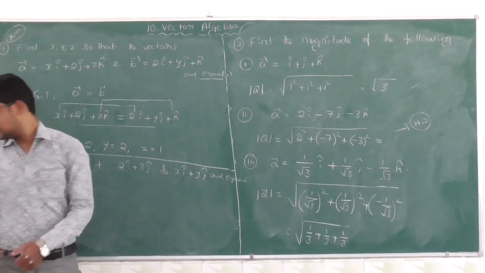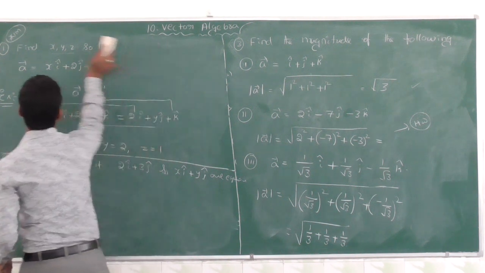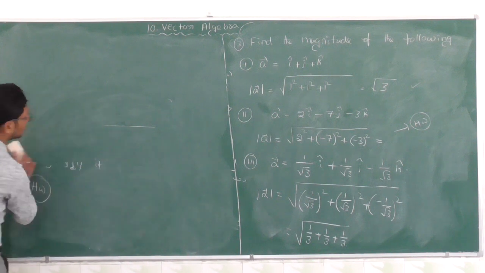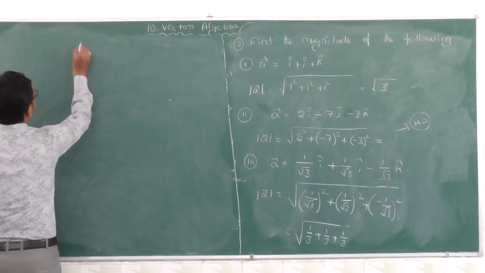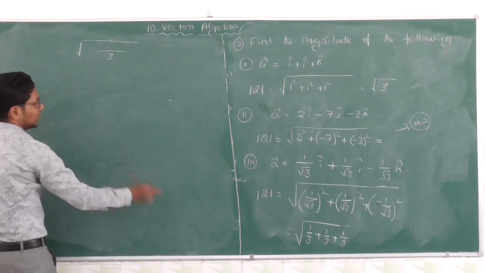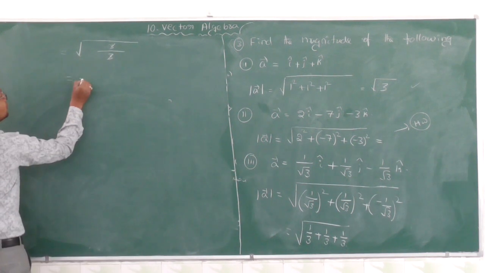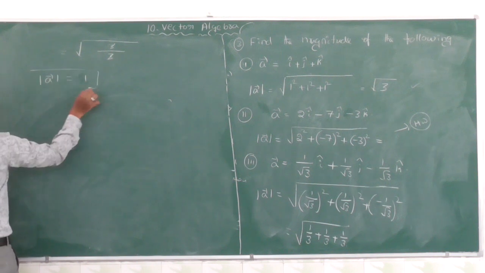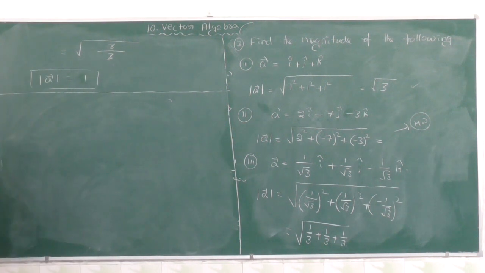That's it. LCM is what? LCM is 3. Numerator 1 plus 1 plus 1, that is 3. 3 by 3 is how much? 1. Root 1 is how much? 1. Therefore, the magnitude of A is 1. The denominator LCM is 3, numerator 1 plus 1 plus 1 is 3, 3 by 3 cancel, so root 1 is 1. Therefore, magnitude of A equals 1.